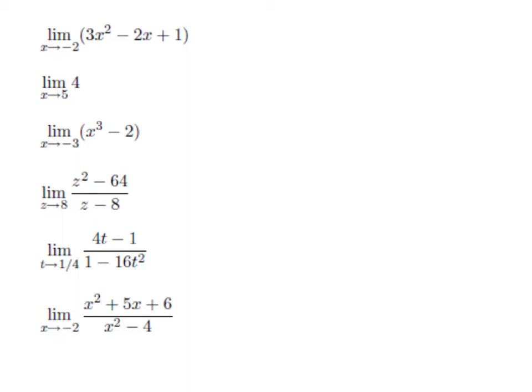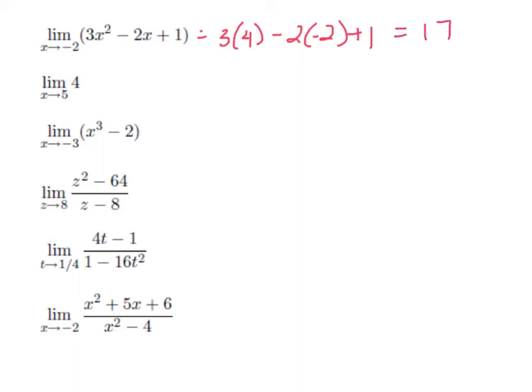Next, some basic limit stuff. Remember, you should always, first thing, just try and plug in the value. So if I just plug in -2, let's see what happens. 3 multiplied by -2 squared, so 3 multiplied by 4, minus 2 multiplied by -2 plus 1. So we get 12, plus 4 is 16, plus 1 is 17.